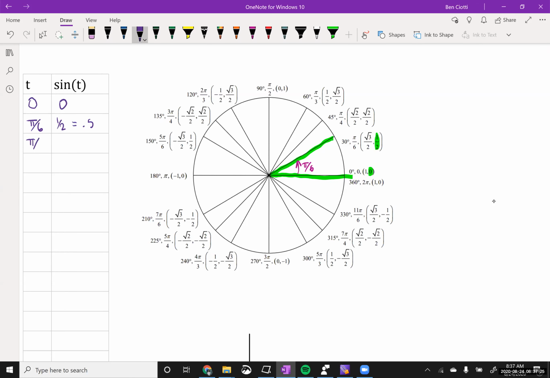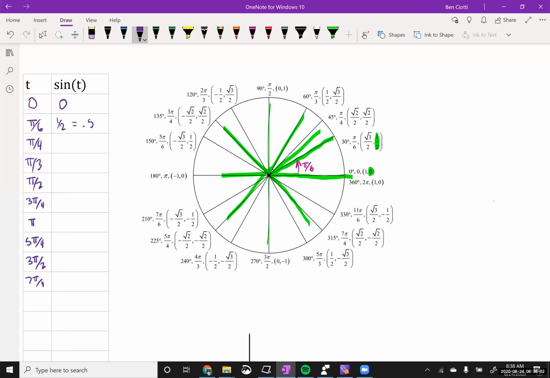So let's do pi over 4 and pi over 3. And how about pi over 2? And how about 3 pi over 4? And let's see, how about pi and 5 pi over 4? Let's see, it's 3 pi over 2. Let's see, 7 pi over 4. So I'm doing this angle, this angle, and so on, writing down all those y values. And I'm just going to do this kind of fast right now.